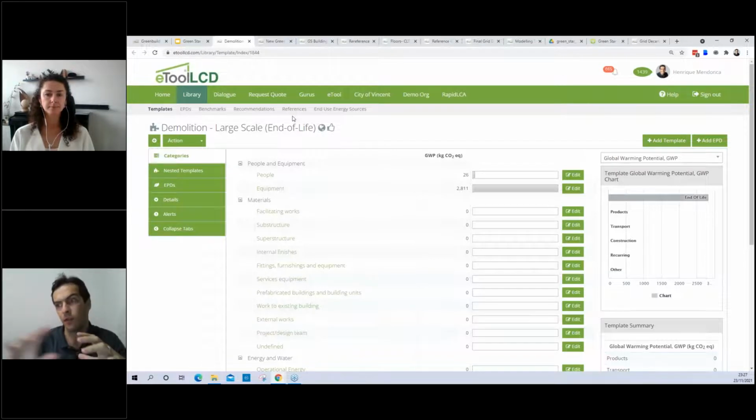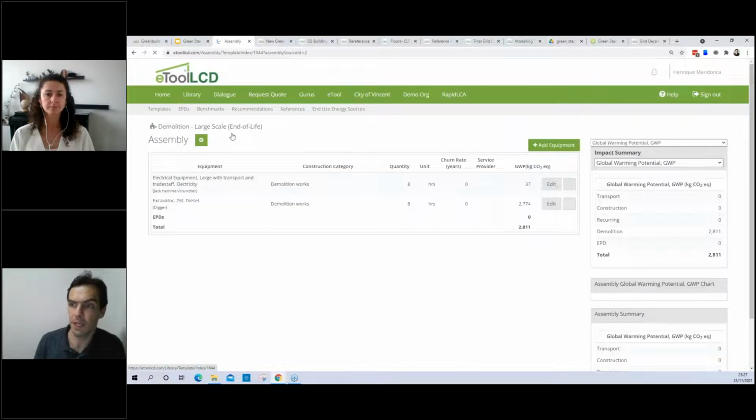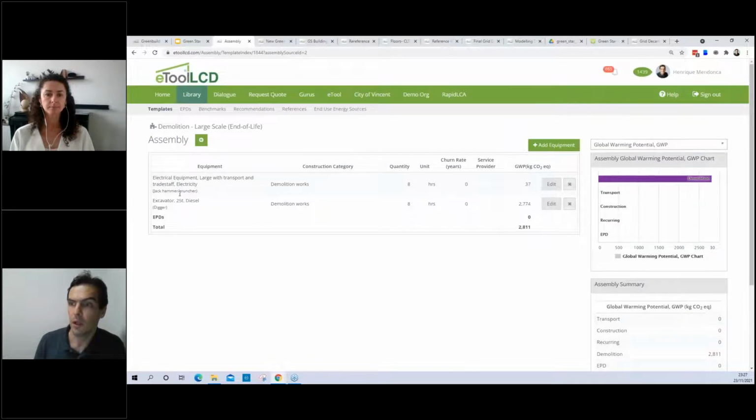So it's a combination of these which are capturing equipment use. So demolition templates that will account for machinery and equipment use. But you can also use benchmark buildings or typical buildings that you already have in your account to calculate associated emissions with demolition.